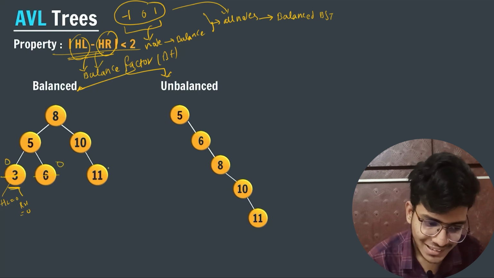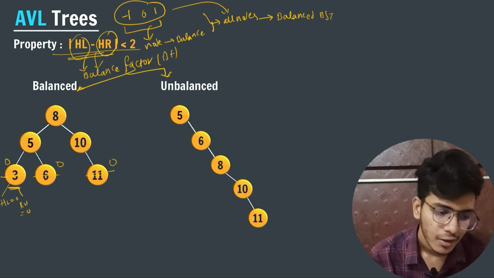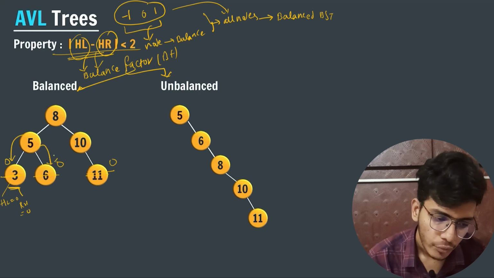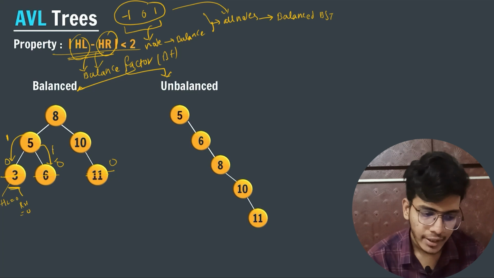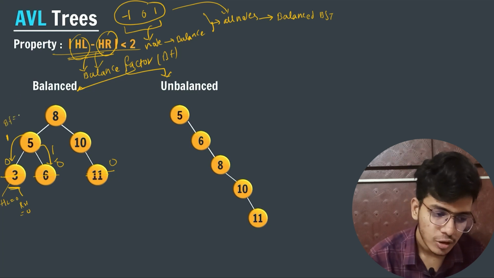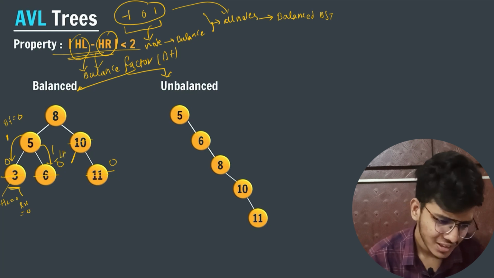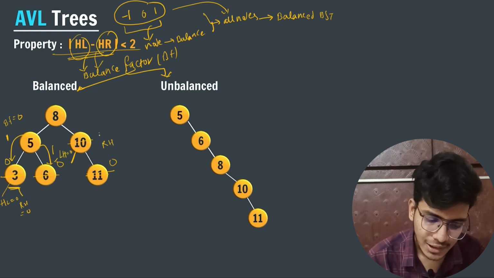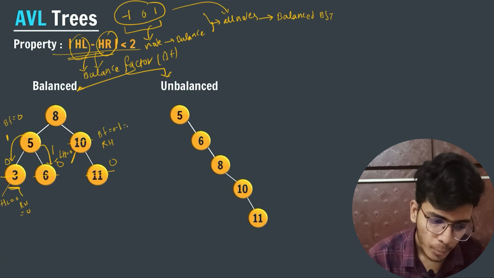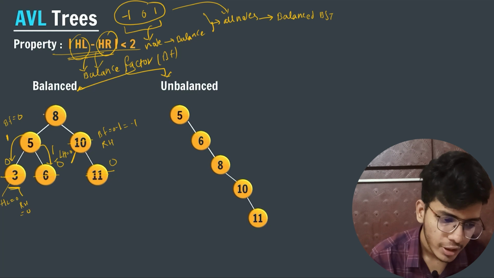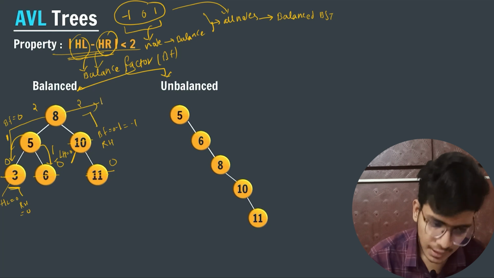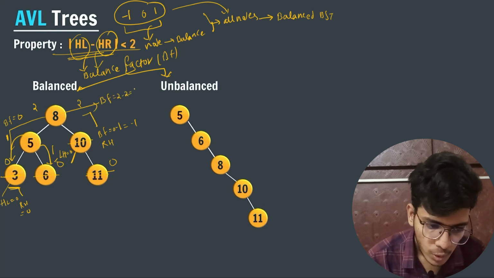Similarly for this node also the balancing factor is 0, and for this node also the balancing factor is 0. Now if you come to this fifth node, it has one child on the left and one child on the right. It means it has left height 1, right height 1, and the balancing factor is 1 minus 1, that is 0. Similarly for this one, it has no left child, so the left height is 0 and the right height is 1, so the balancing factor is 0 minus 1, that is -1. Now here you can see that the left height is 2 and the right height is 2, so for the root node the balancing factor is 2 minus 2, that is 0.